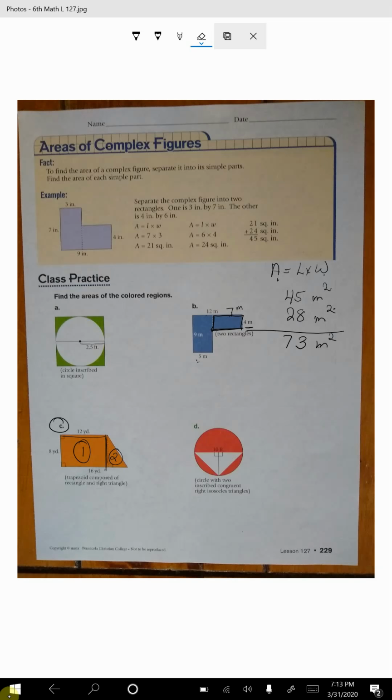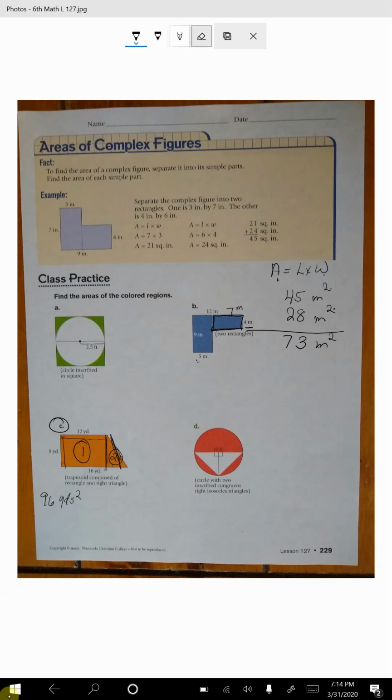So we'll do the rectangle first. 12 times 8. What is 12 times 8? 96 yards squared.